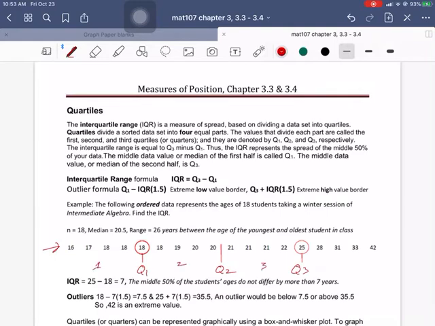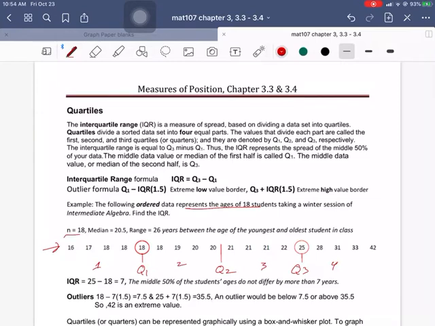First quartile, second quartile, third quartile, fourth quartile. These are divided by the Q1, Q2, and Q3 when you have a nice ordered data set. This data set right here represents the ages of 18 students taking winter session. So the N is 18.